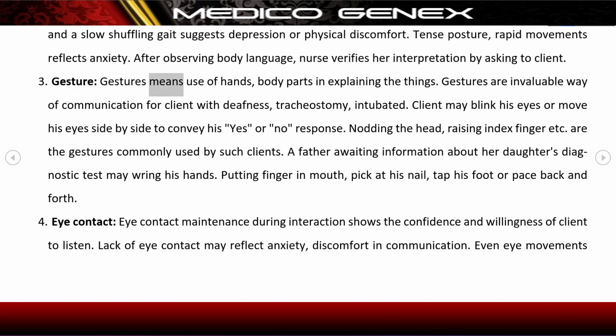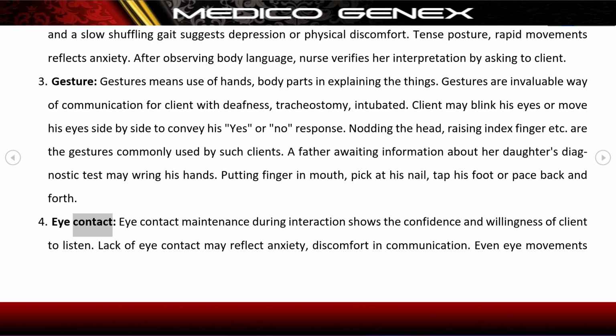Gestures. Gestures means use of hands and body parts in explaining things. Gestures are an invaluable way of communication for clients with deafness, tracheostomy, or intubation. The client may blink his eyes or move his eyes side to side to convey his yes or no response. Nodding the head, raising the index finger, etc. are the gestures commonly used by such clients. A father awaiting information about his daughter's diagnostic test may wring his hands, put a finger in his mouth, pick at his nails, tap his foot, or pace back and forth.